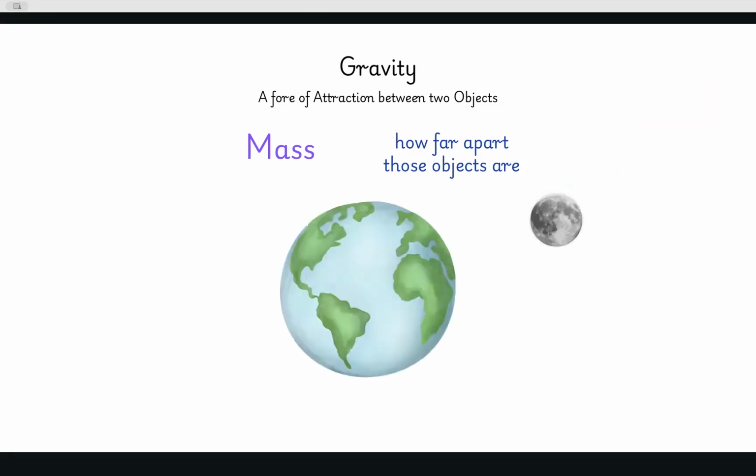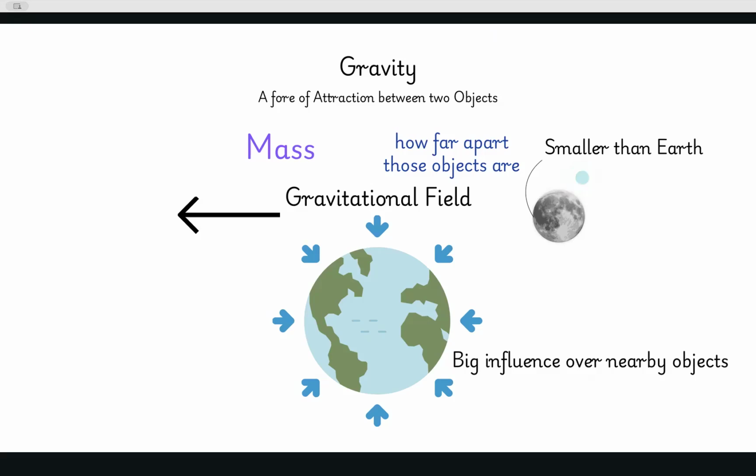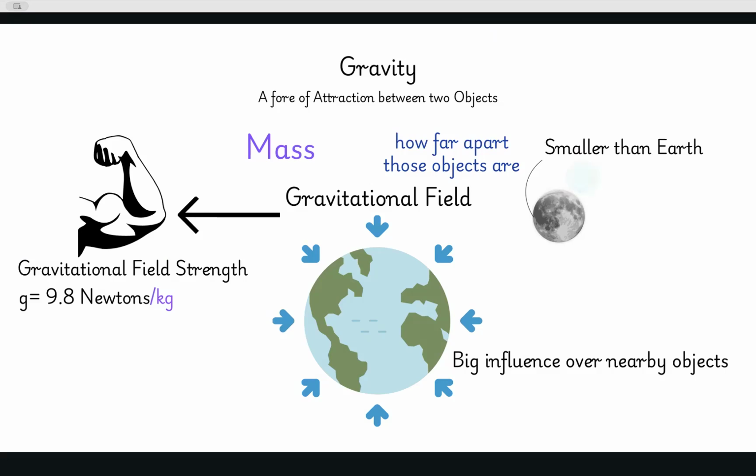But if you have very large objects that are close by, such as the Earth or the Moon, then gravity is felt far more strongly and it has a big influence over the nearby objects. So we call this the field of influence around an object. The strength of this field is called the gravitational field strength, which we represent by the letter g. And on Earth this is 9.8 newtons per kilogram.